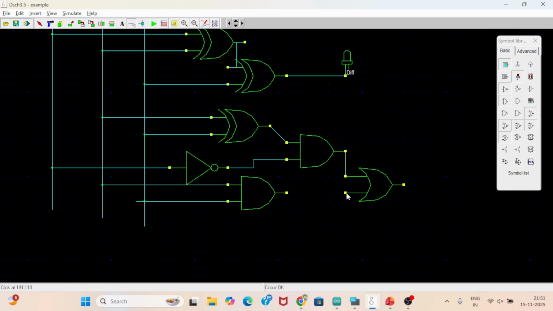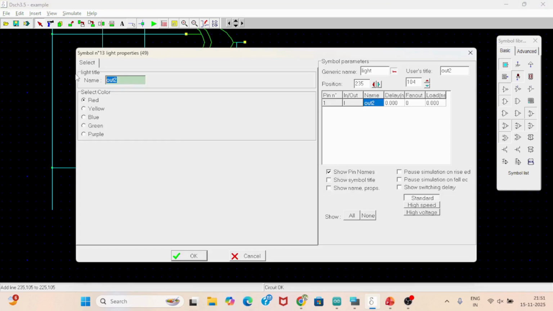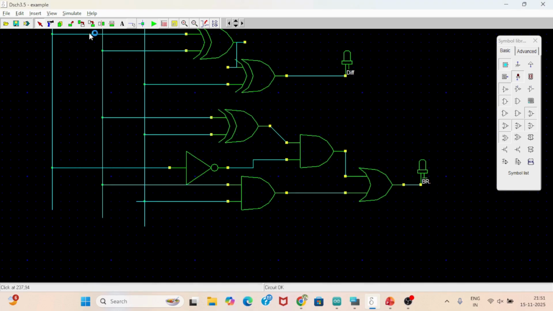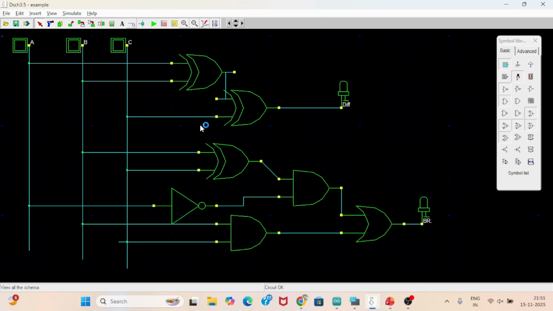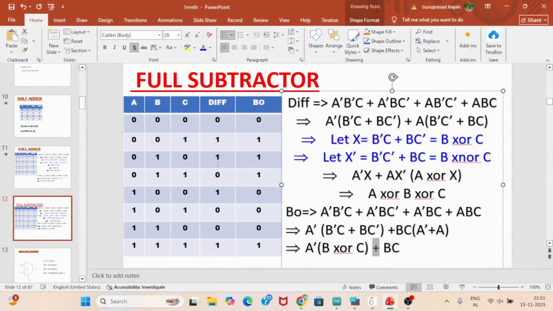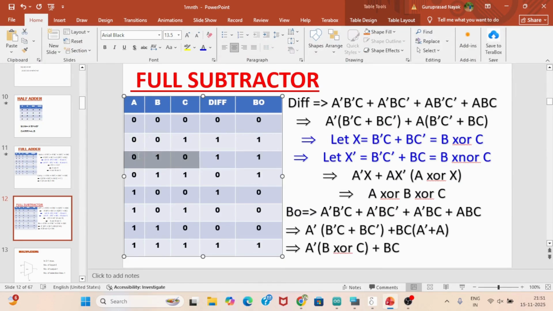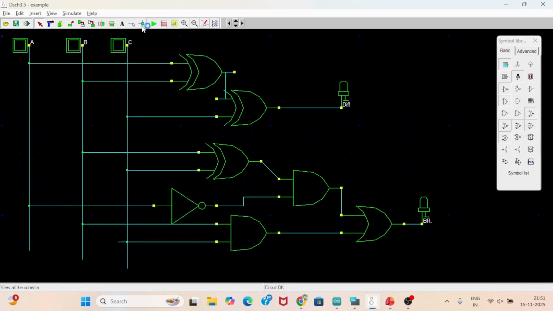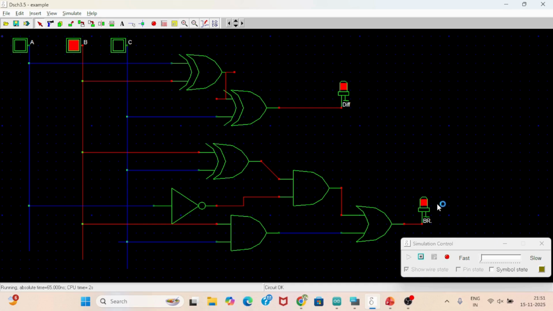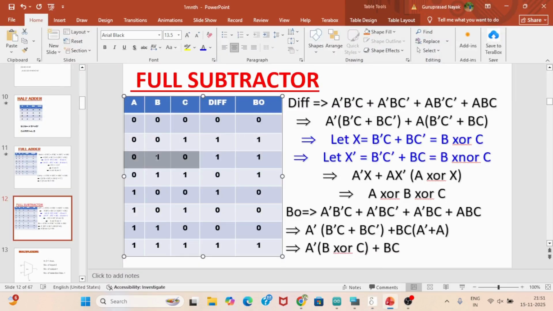Now this is the circuit, and you have to check the data. Let's check 0 0 1. Then 0 1 1: the value is difference 0 and borrow 1. You can check like that for everyone. Here 1 0 0 means difference 1 and borrow 0. Checking 1 0 0 again, difference is 1 and borrow is 0.